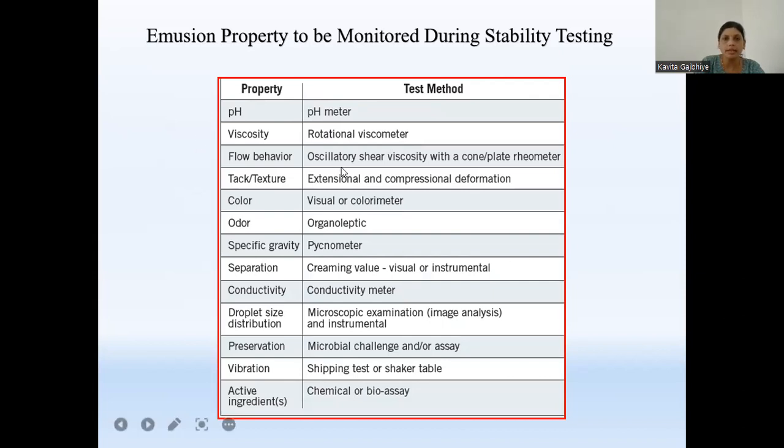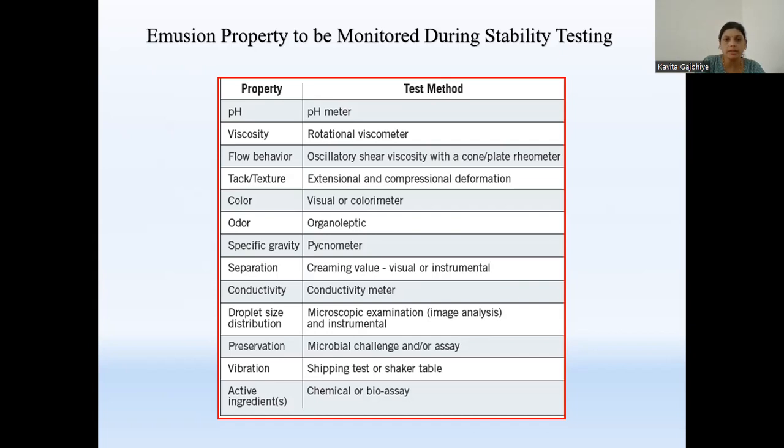Flow behavior, oscillatory and shear viscosity, we can check with cone or plate geometries. Texture we can check by extensional and compressional deformation processes. Color we can observe visually or by using a colorimeter. Organoleptic odor must be there, that is, taste, flavor, and appearance should be proper or adequate. And specific gravity by pycnometer, and separation and creaming value; visual or instrumental methods are also utilized for checking the separation process.